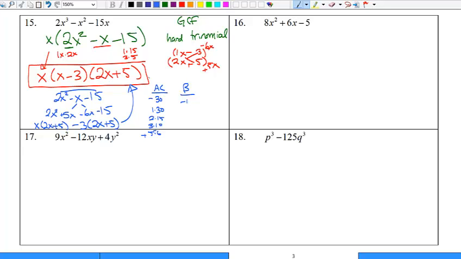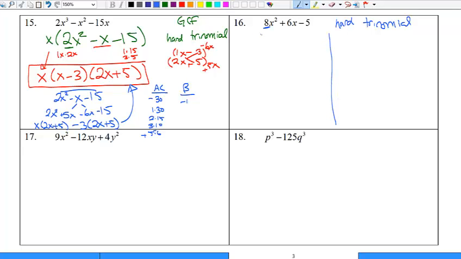Number 16 does not have a GCF at all. It's a trinomial, 2, 3, or 4 terms. It's got 3, so it's a trinomial. And because the leading coefficient 8 is not 1, it's a harder trinomial. Again, you've got two methods.